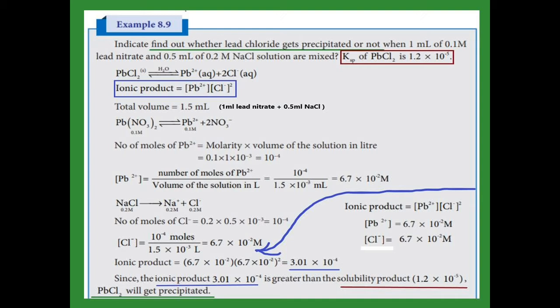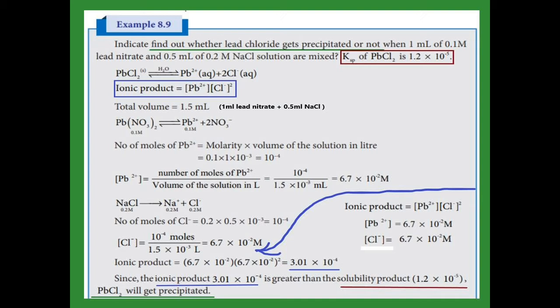And now we calculate the concentration of Cl- on the whole. On the whole, the formula is the number of moles of Cl- from sodium chloride, which we got as 10^-4, divided by the total volume. The total volume is used because the sodium chloride is mixed with lead nitrate. The total volume is 1.5 × 10^-3 liters.